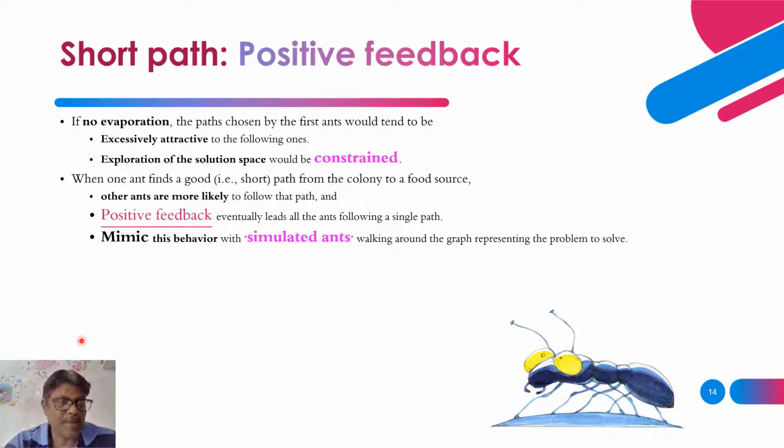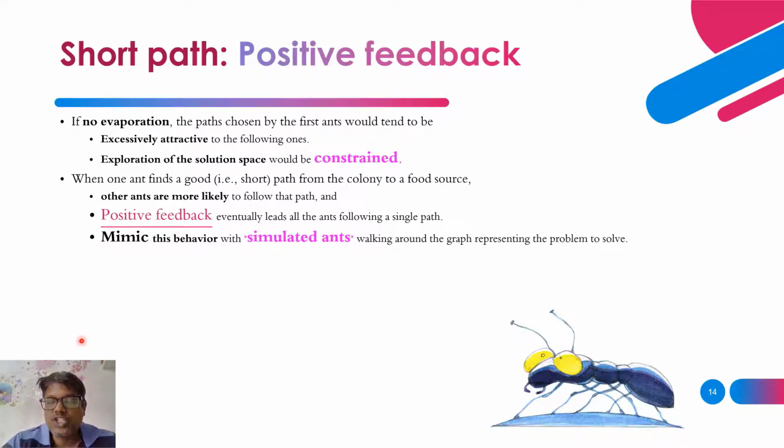constrained solution space. So when one ant finds a good path, it need not be the shortest, it may be a good path from the colony to the food source, then other ants are more likely to follow the path. Maybe we are forcing it, or designing it in such a way that it follows the first ant's path. In the previous example, the shortest path was ensured. But if evaporation is not there, every path will have a strong attraction. So which one to follow will be a confusion among the ants.